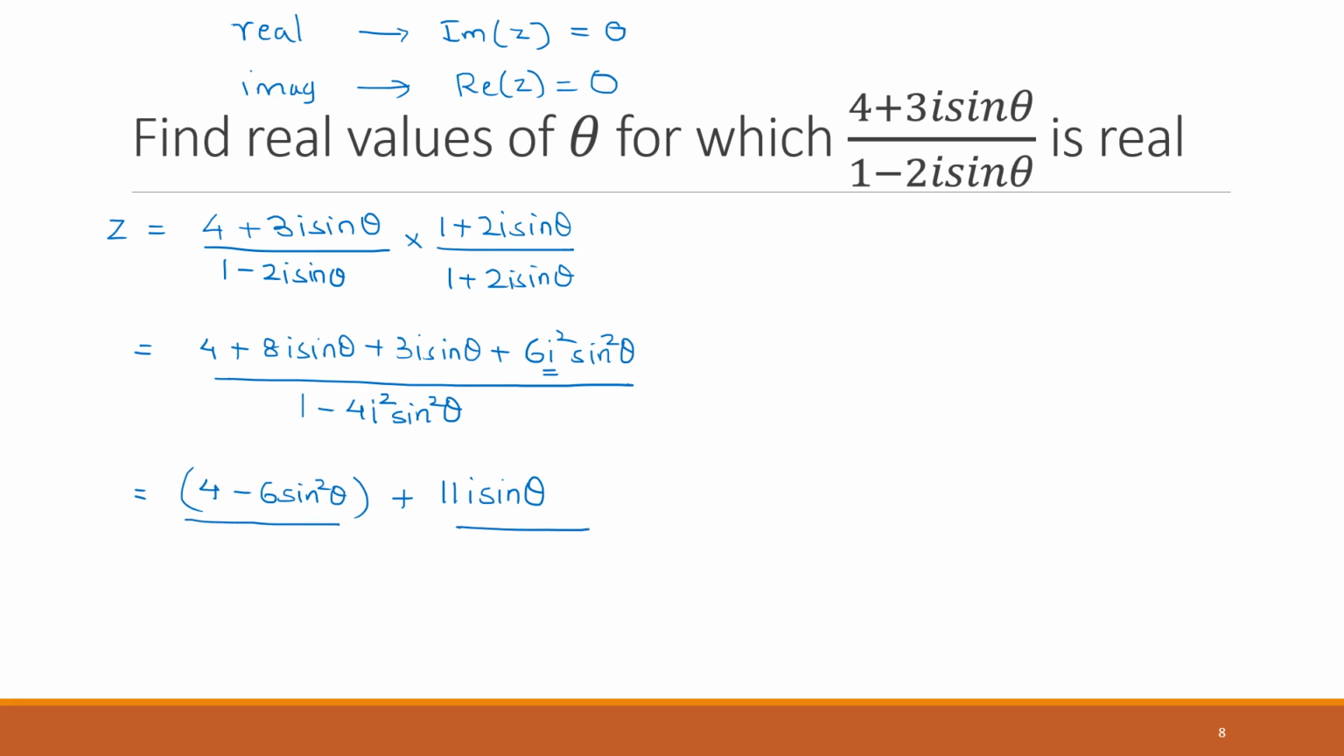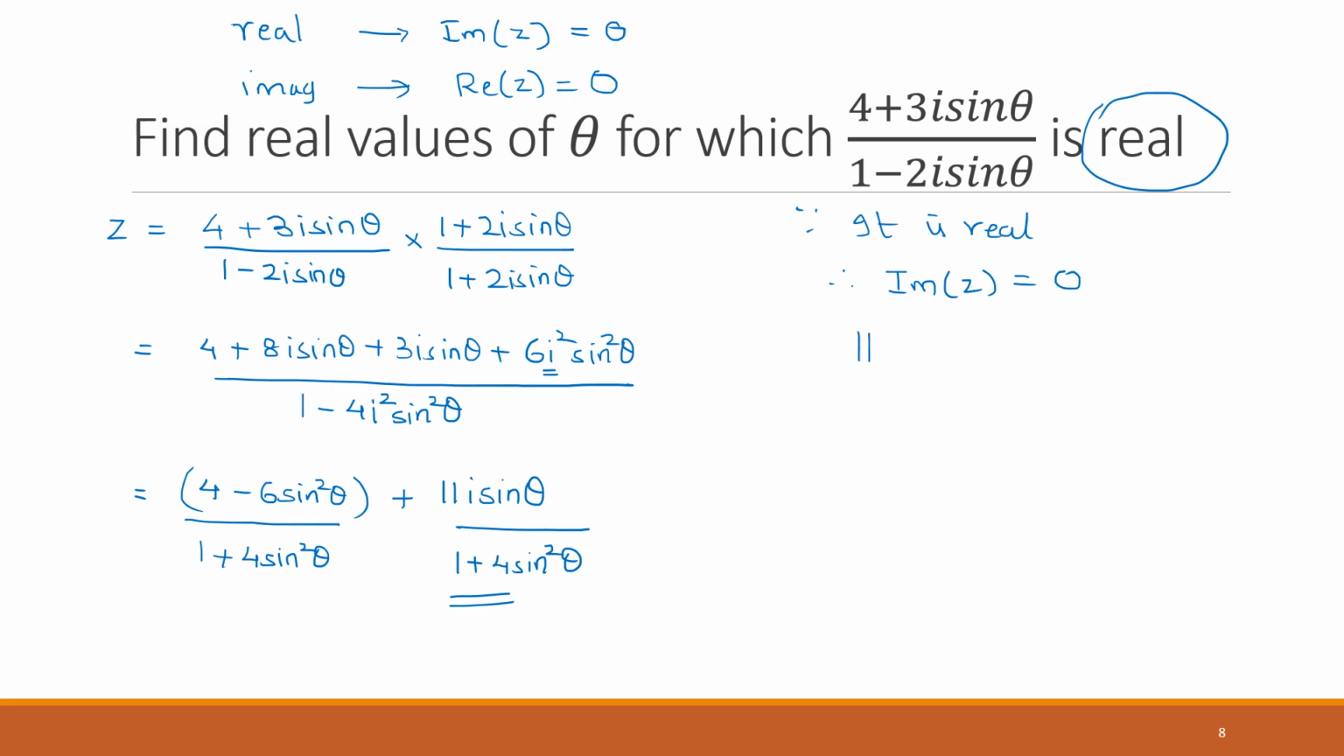डिनोमिनेटर हम दोनों को देंगे so that it becomes a proper complex number. तो हो जाएगा 1 plus 4 sin square theta, 1 plus 4 sin square theta. ये होगा complex number के फॉर्म में. Now I want this complex number to be real. Since it is real, ये नंबर प्योरली रियल है, therefore इसका imaginary part क्या आना चाहिए? 0. अगर कॉम्प्लेक्स नंबर रियल है तो इट्स इमेजिनरी पार्ट शुड कम आउट टू बी 0. सो व्हाट इज द इमेजिनरी पार्ट इन दिस कॉम्प्लेक्स नंबर? इट इज 11 sin थीटा अपॉन 1 plus 4 sin square theta equal to 0.